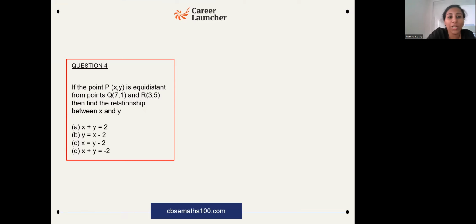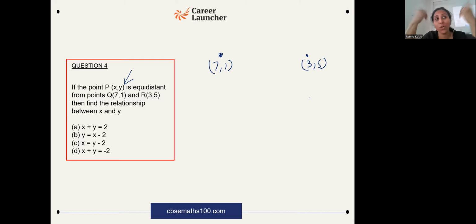Okay, so point P (x, y) is equidistant from 2 points. There are 2 points, (7, 1) and another point (3, 5). You have a point which is at equal distance from both of them. Which will be that point? How do you find that point? What concept? Midpoint? Is the midpoint the only point which is equidistant from 2 points?